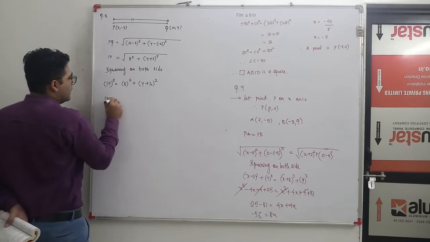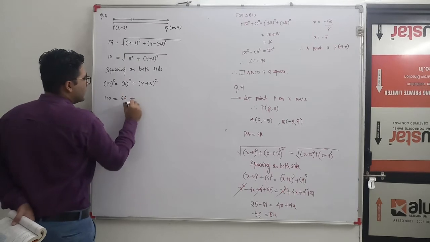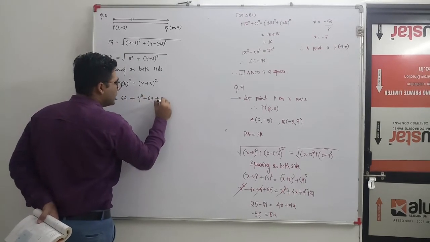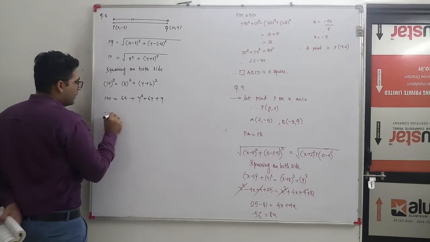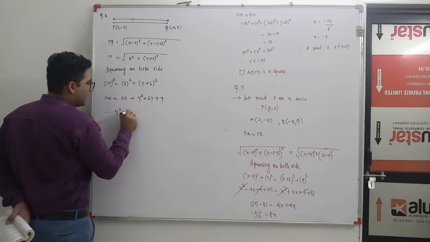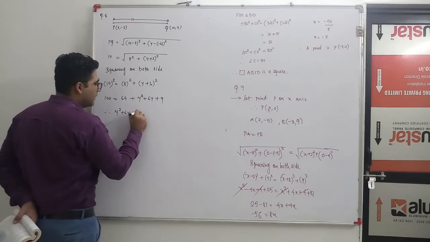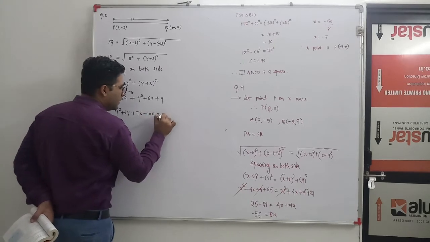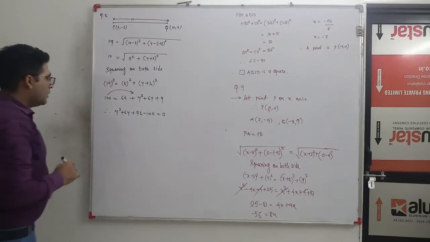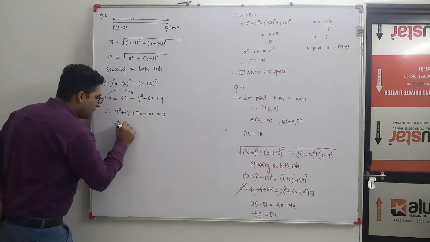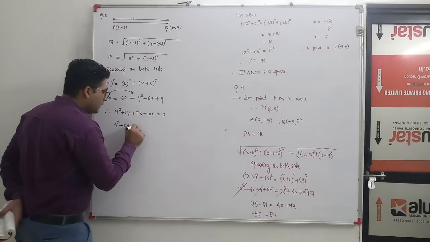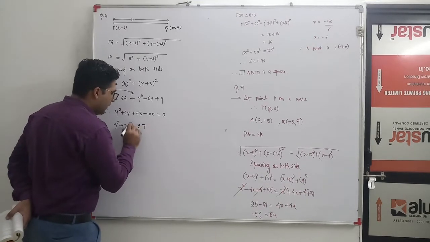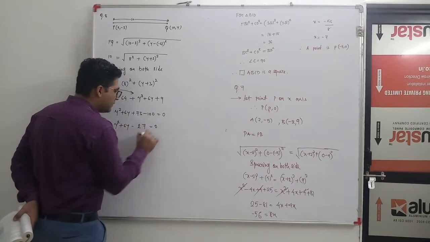So 8 square is equal to 64. Here I am writing the formula, y square plus 6y plus 9. Therefore y square plus 6y, 9 plus 64, that is 73. And when this 100 comes here, it becomes minus 100 is equal to 0. So what is the answer? y square plus 6y, 73 minus 100, that is minus 27, because it has a negative sign.